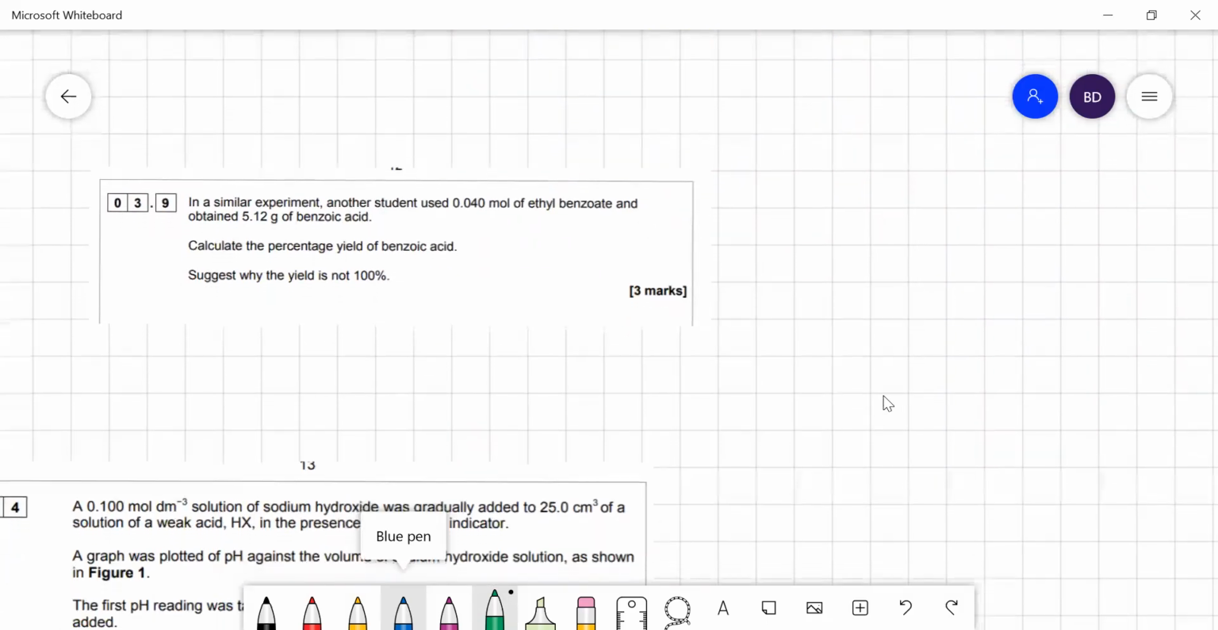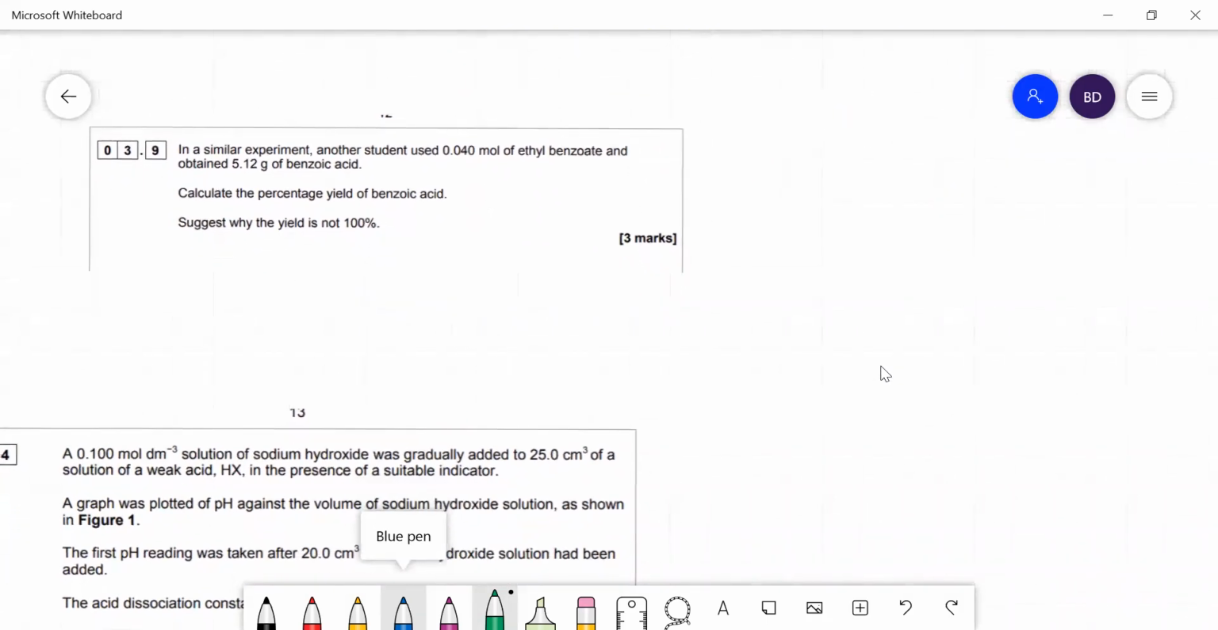Right. In a similar experiment, so it's a calculation, another student used 0.04 moles of ethyl benzoate and obtained 5.12 grams of benzoic acid. Calculate the percentage yield. Okay. So 1 mole of ester should give us 1 mole of benzoic acid.